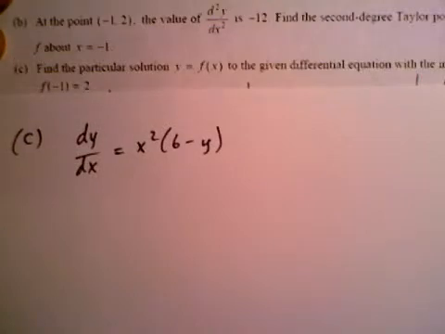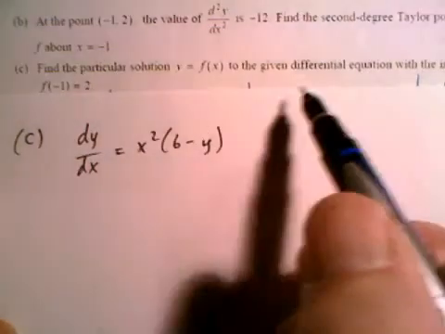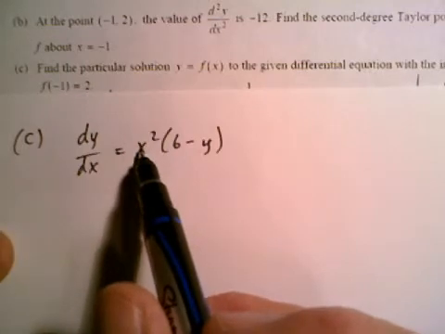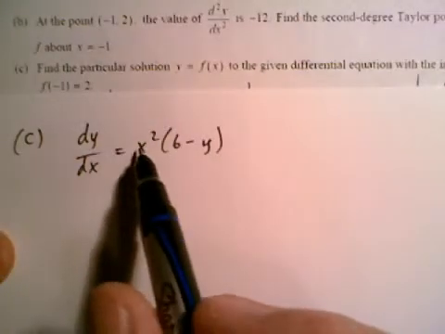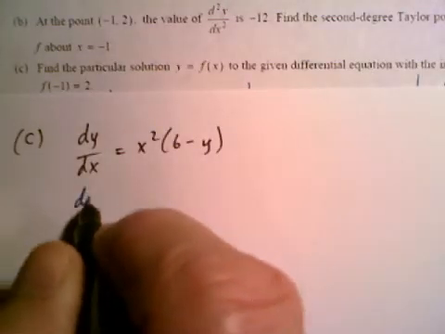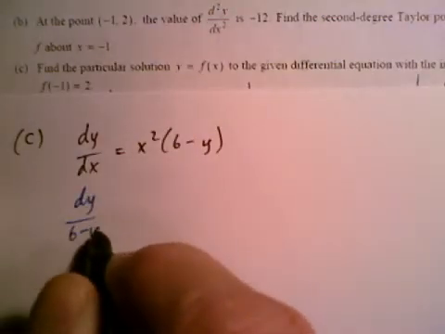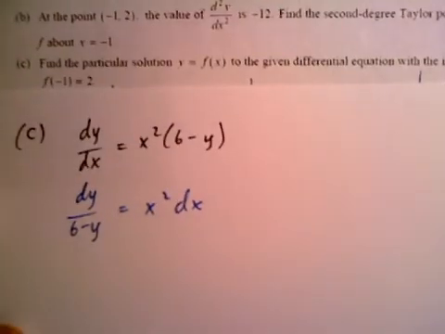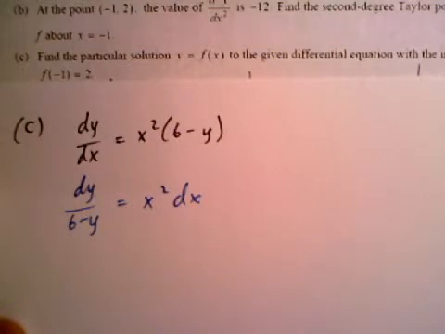We're trying to find the particular solution to the given differential equation. I took the liberty of factoring out the x squared, and if you don't do that, you get kind of lost. So anyway, you need to do that. And then you need to divide both sides by 6 minus y. At the same time, you're going to multiply both sides by dx. A separable differential equation.